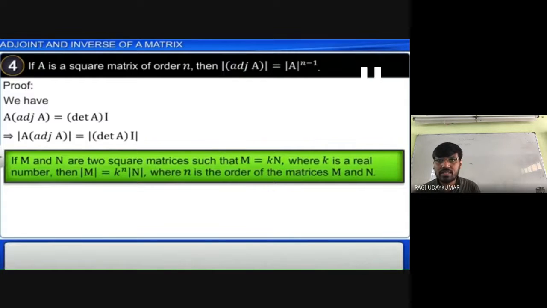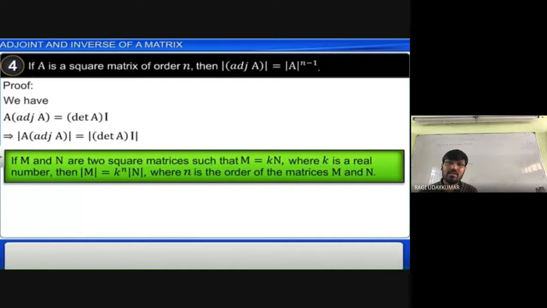Now here we have already learned: if M and N are two square matrices of order n such that M is equal to K into N, where K is a real number, then determinant of M is equal to K to the power of n into determinant of N, where n is the order. So the simple thing is that if one matrix has every element a multiple of any particular number K of another matrix, depending upon the order we get determinant of M is equal to K to the power of n into determinant of N. This we are going to use here.